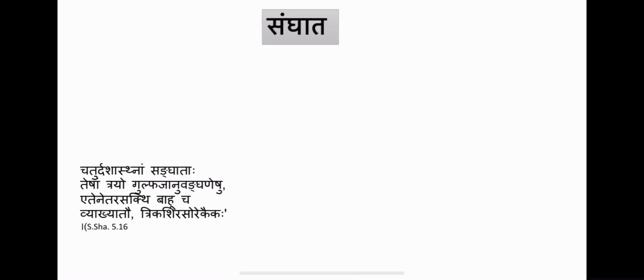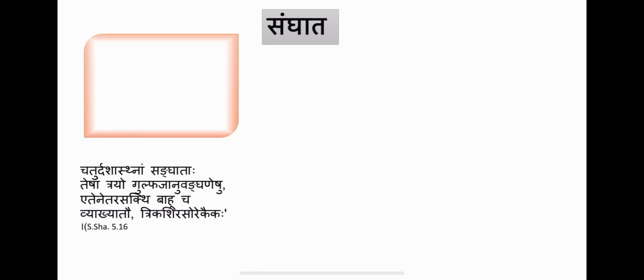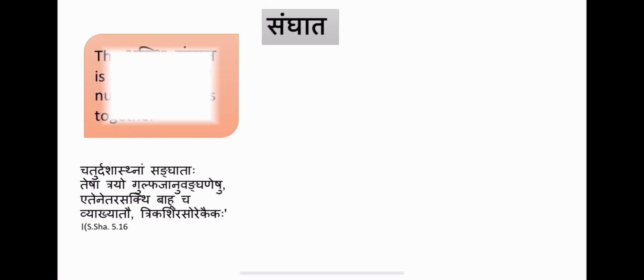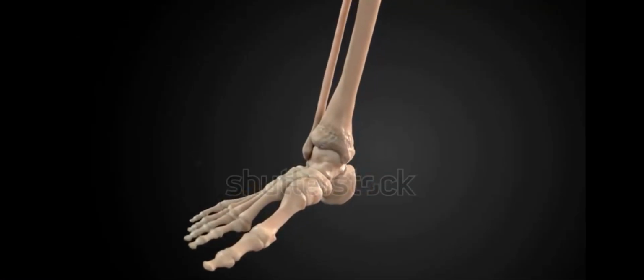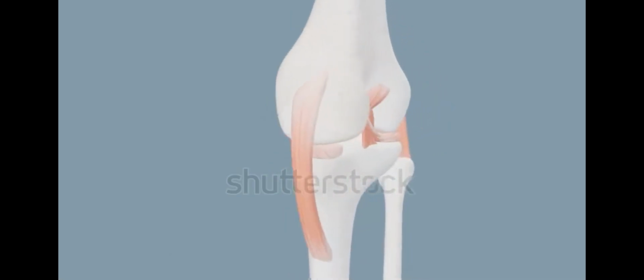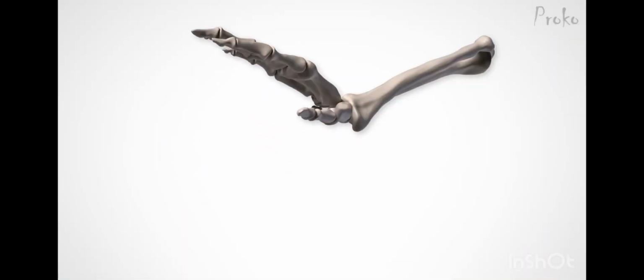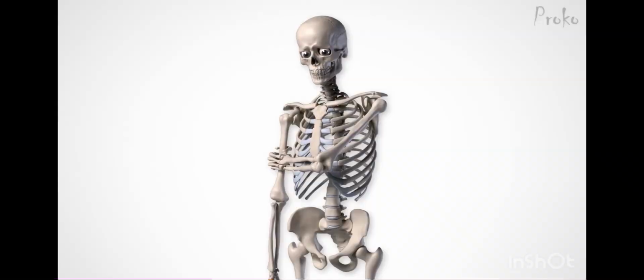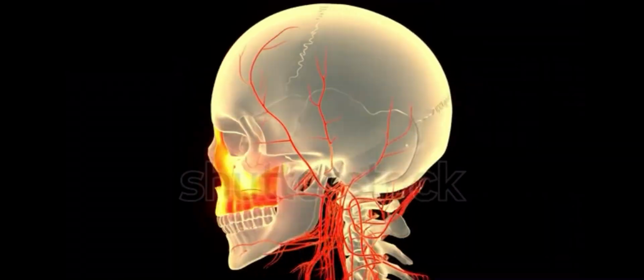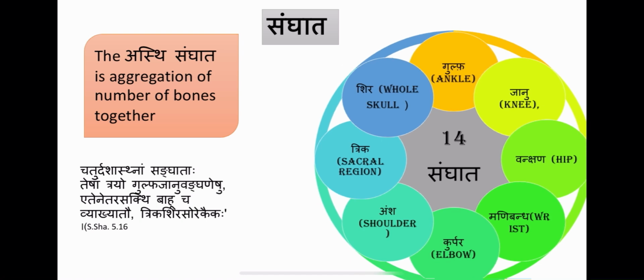The next word for you to study is the Sanghata. The word itself tells that it is a joint. Sanghatas are the complex joints, that is, more than 2 bones, when they are articulating, form a Sanghata. And they are Chaturdasha Asthanam, 14 in number, located at the respective places, 2 each. Gul, ankle joint; Janu, knee joint; Vankshana, hip joint; Manibandha, wrist joint; Kurpara, elbow joint; Skanda, shoulder; Trik, sacral region; and Shiras, that is skull. So this is all about the Sanghatas.